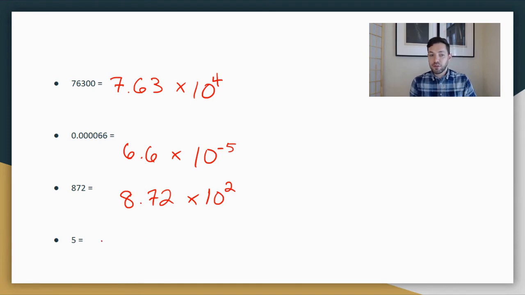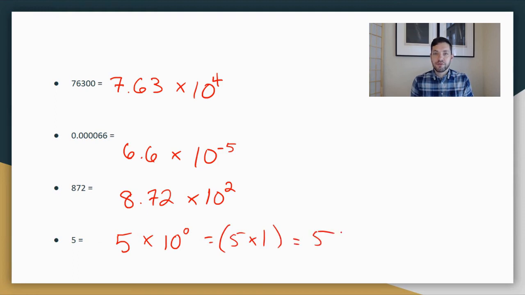And then 5. Now this one's a little trickier. Our leading number is between 1 and 10, which is 5. But hey, we don't have to move the decimal at all. So in scientific notation, since we've moved the decimal 0 places, this is 10 to the 0. Now remember from math class that anything raised to the power of 0 is just 1. So this is actually the same thing as 5 times 1, or just 5.